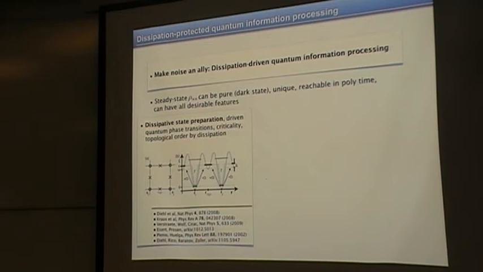But these concepts still make sense. One can think of topological order by dissipation, like entanglement from white noise, and all kinds of concepts of the type. And indeed, there's been a massive wealth of results along this line of thought.